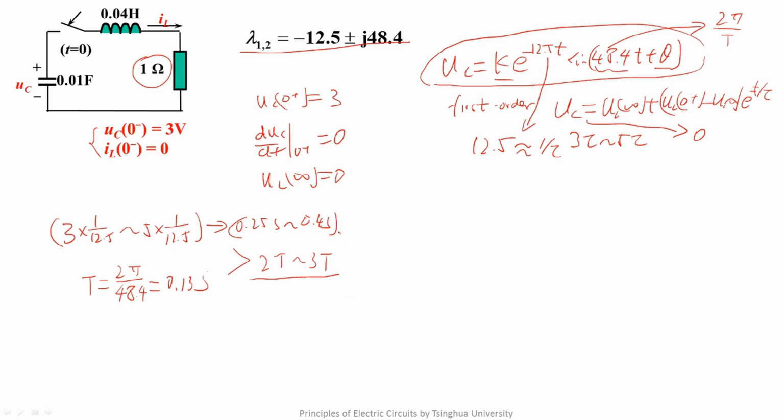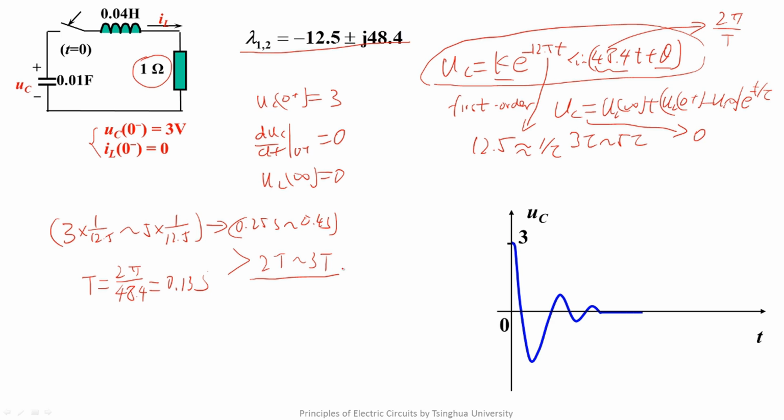So we know that uC starts attenuating oscillation from 3. The derivative is 0 at first and eventually decays to 0. The whole process of the attenuation needs 2 to 3 periods to complete. So its semi-qualitative waveform is like this. You might as well use Multisim to verify it.